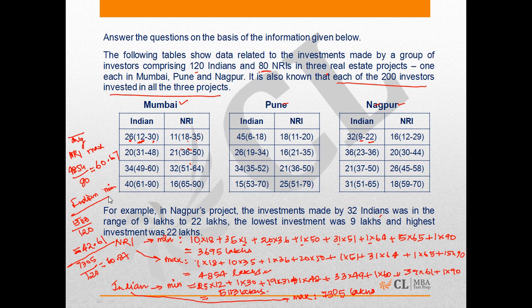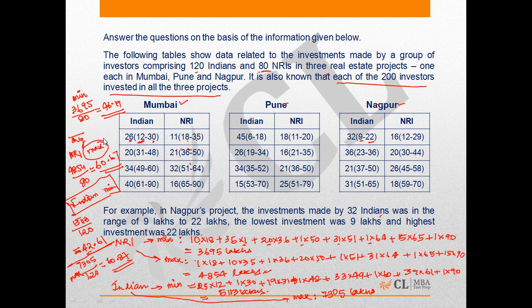So this is the min and max by Indians, and this is the max by NRIs, and the minimum by NRIs is going to be 36.95 whole divided by 80. This is going to give us 46.19. So these are the four values that we have to consider.